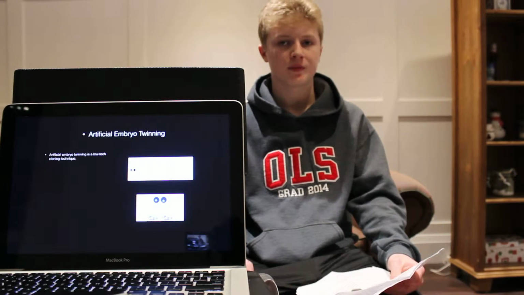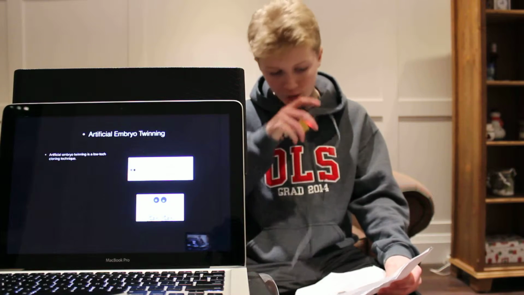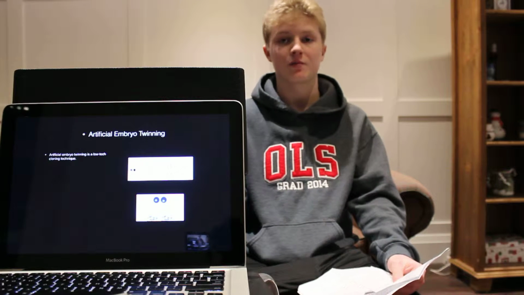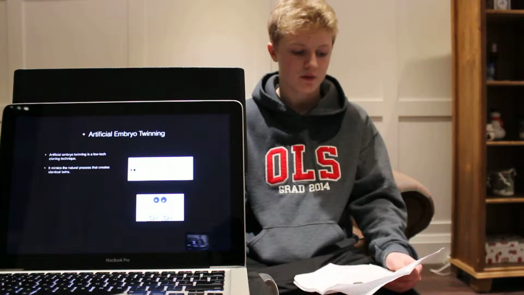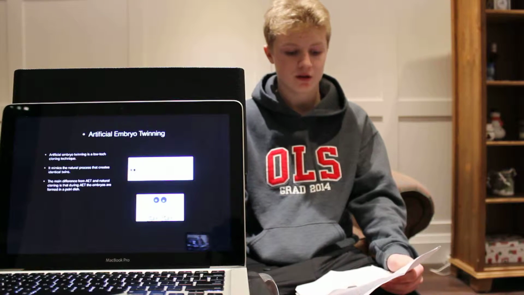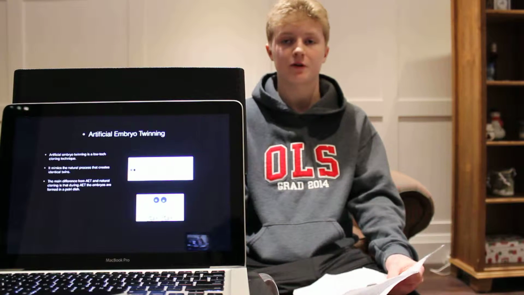Artificial embryo twinning. Artificial embryo twinning is a low-tech cloning technique. What this means is that it's fairly simple in comparison to other techniques such as somatic cell nuclear transfer, although it is used much less commonly. So AET, artificial embryo twinning, mimics a natural process that creates identical twins. But the main difference between AET and natural cloning is that during AET the embryos are placed in a Petri dish rather than developed in the ovaries.